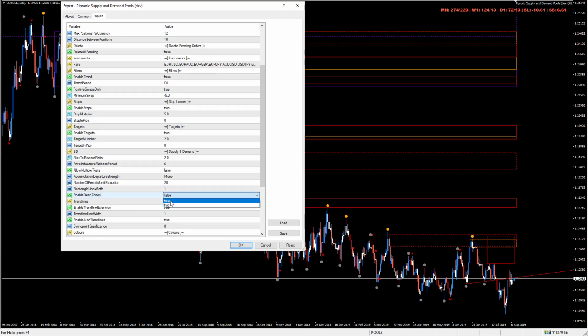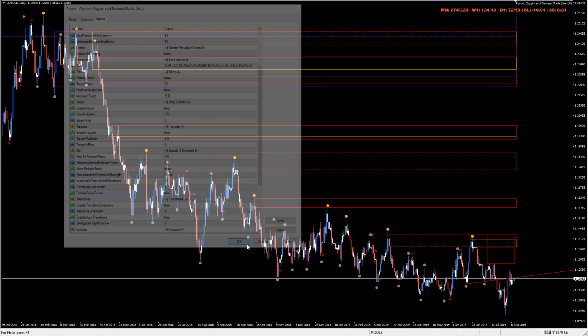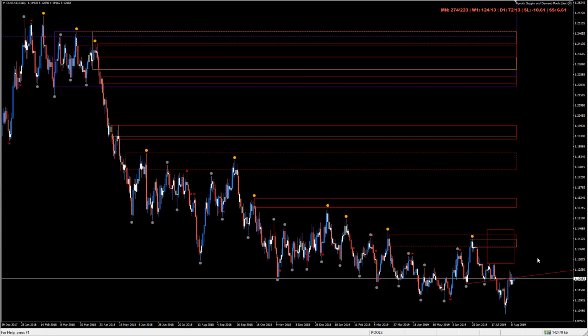And enable deep zones. I like this a lot because, let me show you. The robot is going to be looking at this. I'm sure it found this just here, and it said yes, we like this, but I want to start selling once price moves through this area. So instead of having the entry here, it's going to move it and say, okay, where does the rectangle end? And it ends here, so it's going to start selling up here.